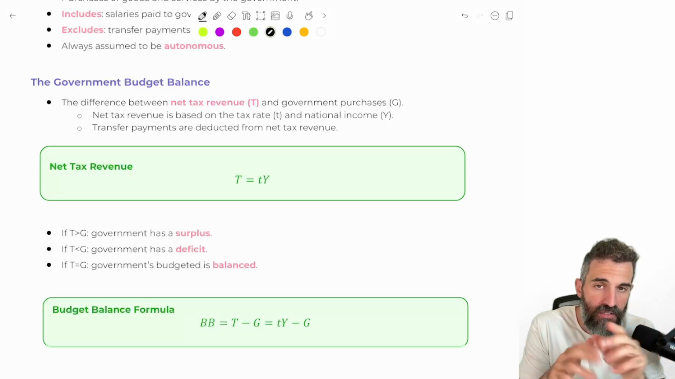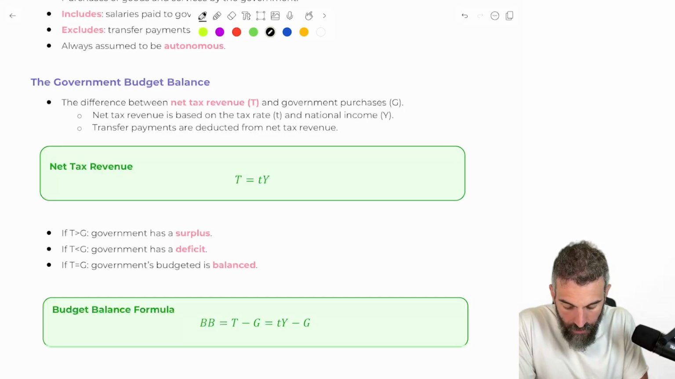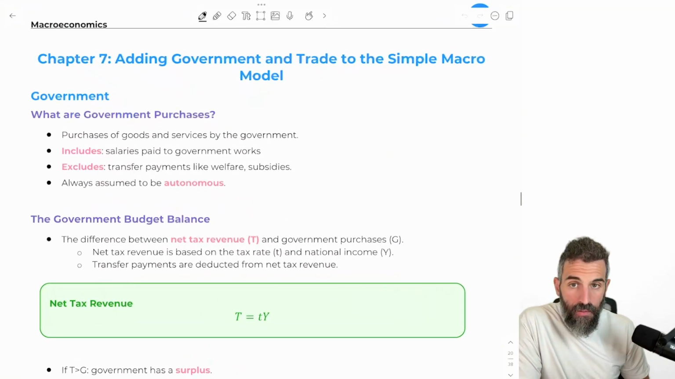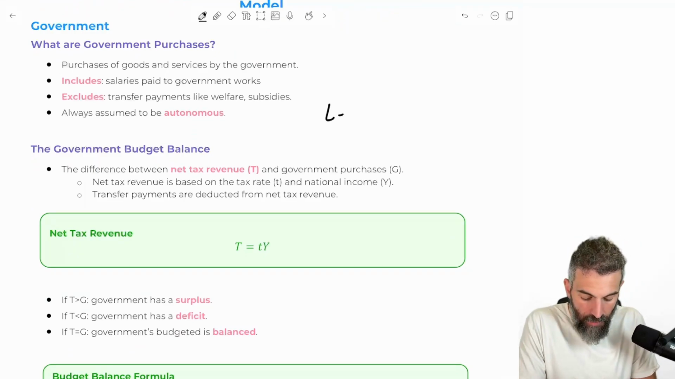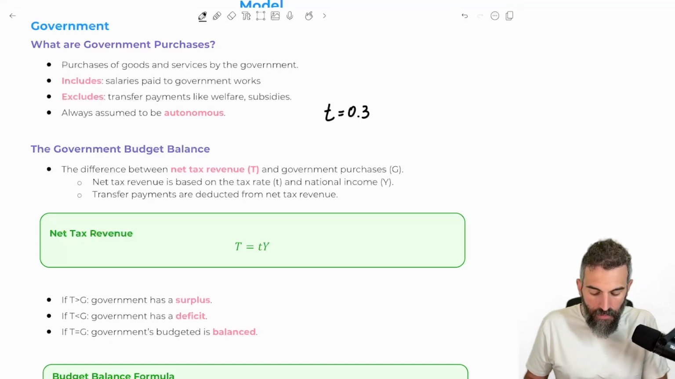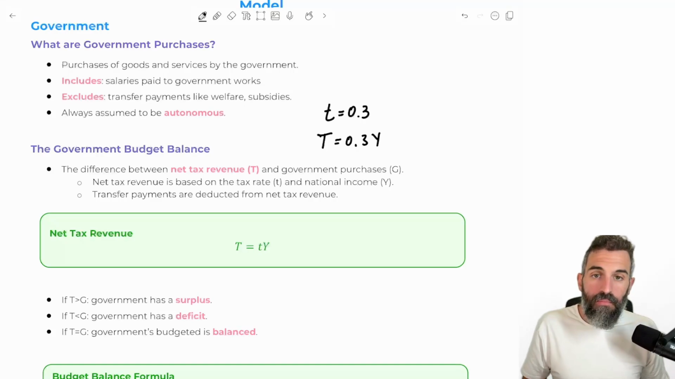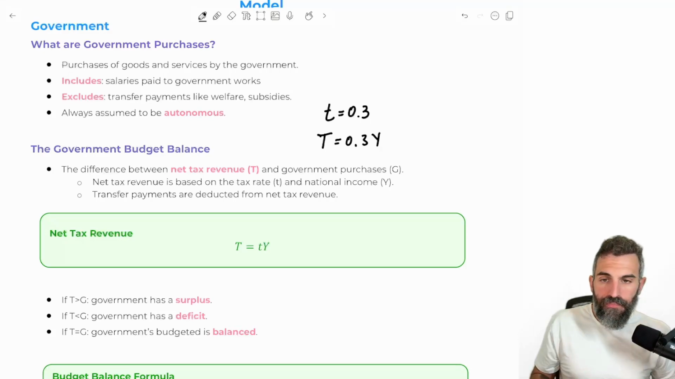T, capital T, is tax revenue. Small t, or lowercase t, is your tax rate. Y is your income. So, for example, say that the government's tax rate is 30%. That means that they're going to tax every dollar earned within the economy at 30%. So lowercase t is 0.3. So the total tax revenue would be 30% of national income. That's how much money the government's bringing in. Okay, that's one thing. Put that aside.